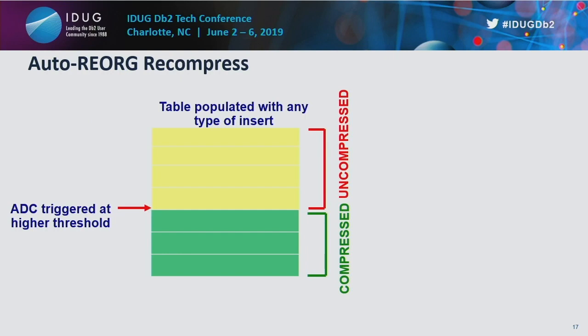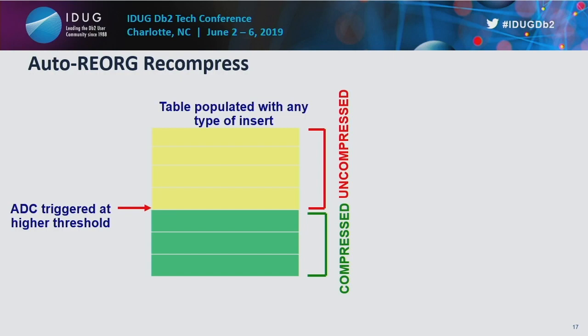Okay, so let's discuss Auto-REORG Recompress. Another name you might have heard for this is grooming. We talked about ADC already. The idea with ADC, as we already discussed, is that the first portion of the table is written uncompressed, and then once we evolve the dictionary and build it, the rest of the table will be compressed. So it's good that we're getting compression with ADC. However, there's this upfront portion of the table that's not compressed at all.